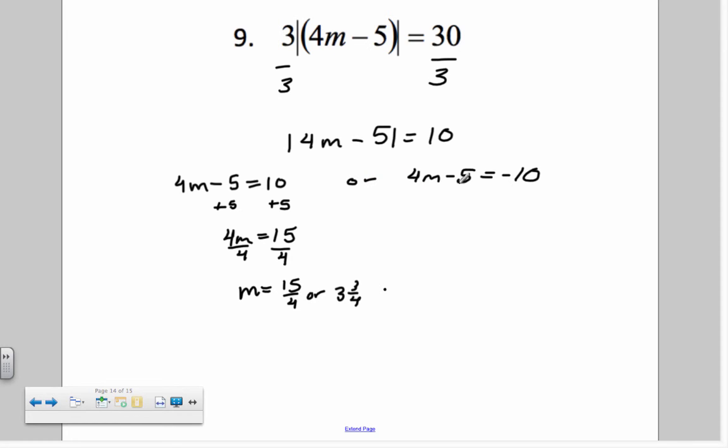And then I have to solve my other option here. So I do the same process, add 5 to both sides. Here I'm going to get 4m equals -5. And I divide by 4. And I have m equals -5/4. So my options are that m equals either 15/4 or -5/4.